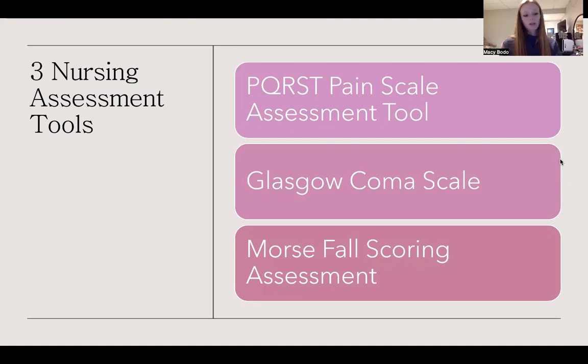The pain scale is a tool that is used every single day, multiple times a day, by nurses to assess their patient's pain and utilized to decide what interventions are necessary to manage their pain. The Glasgow Coma Scale allows nurses to assess a patient's level of consciousness and can be really important in the trauma setting for initiating interventions. And then lastly, the Morse-Fall scoring scale is also used every day by nurses to assess the risk of their patient falling, in which taking fall prevention measures is very important to protect the patient.